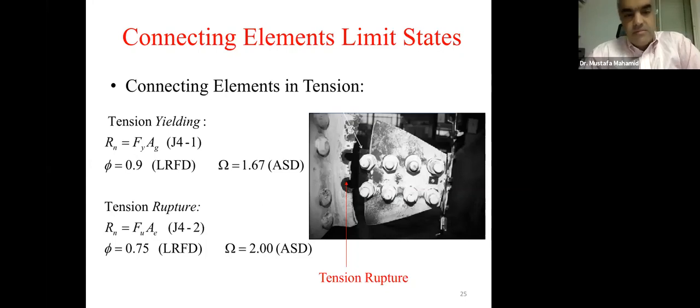Now, as you can see here, and maybe also in the block shear equations, whenever we have yielding, we use the yield strength and the gross area, always. If it's rupture, we use ultimate strength and net area. So here tension rupture is FU times AE, where AE is the net effective area.